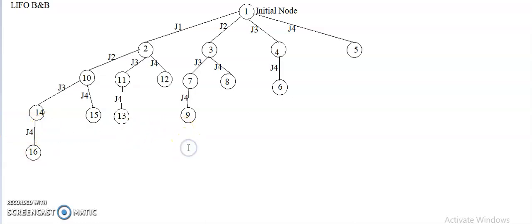I hope you are clear with the two differences. In the case of the queue, the nodes are explored in the same order in which we start exploring. In the case of LIFO branch and bound, the node on the top is the node that needs to be explored first. In this way the LIFO branch and bound will work.